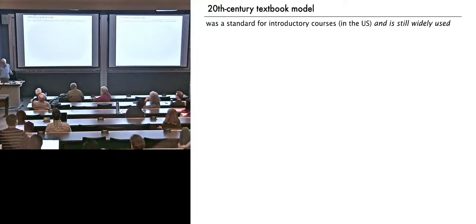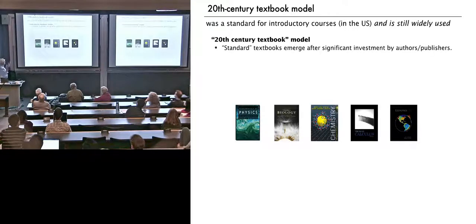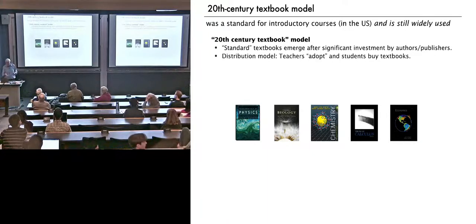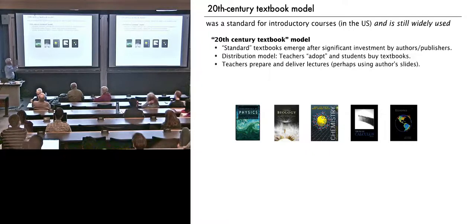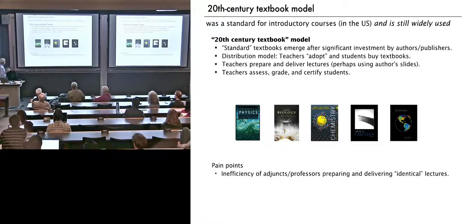So the old model, which was a standard and still used widely in this country anyway, is there's standard textbooks. And so authors and publishers make a big investment, and some get widely used. And the distribution model is the publishers sell the books to students, the teachers adopt them, students buy textbooks. Teachers prepare to deliver lectures to introduce and inspire the material and inspire the students. Sometimes the author prepares the slides for the teacher to use. I've done that plenty of times. And then it's the teacher's job to assess, grade, and certify that the students know this stuff.